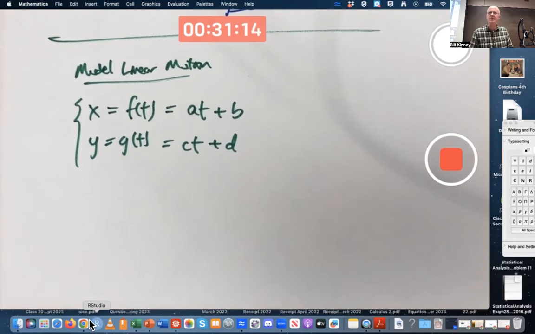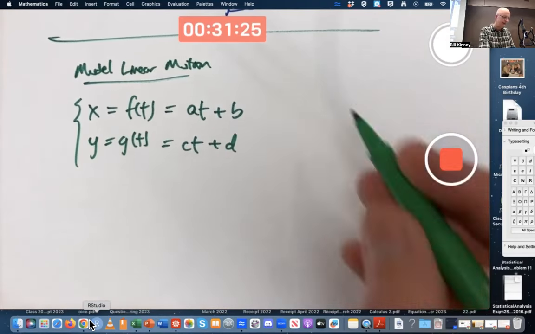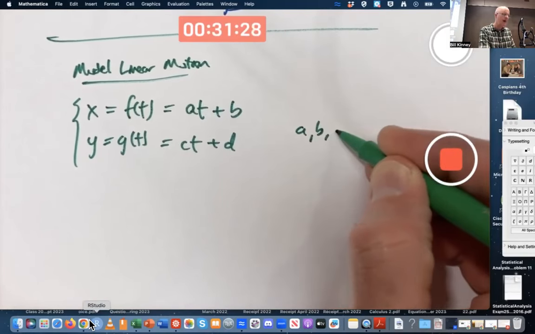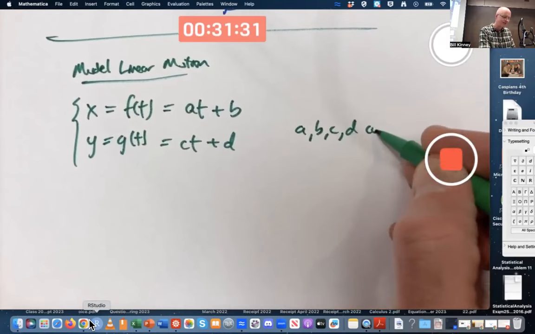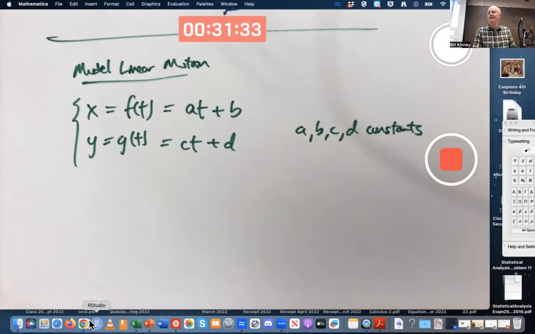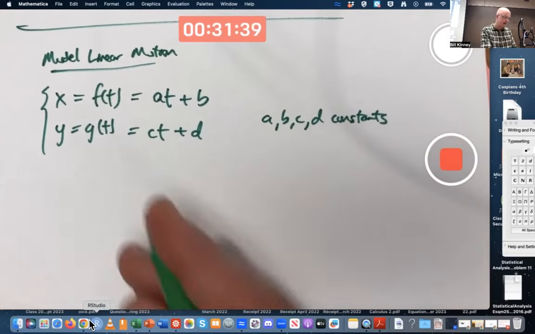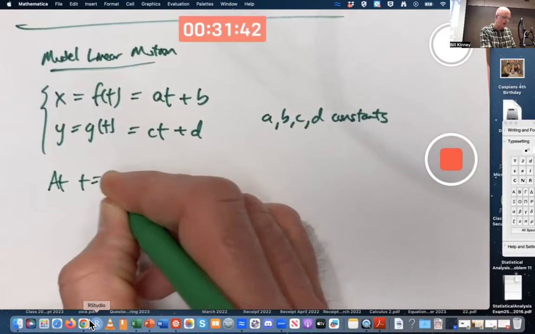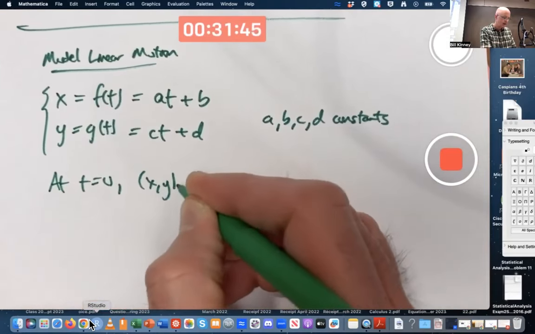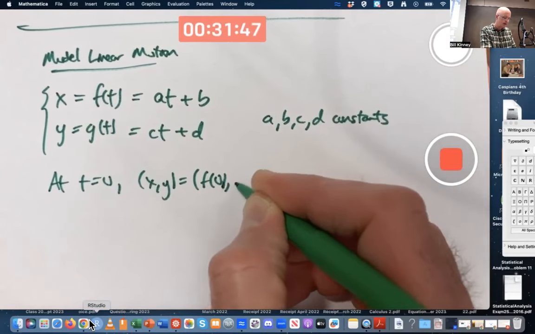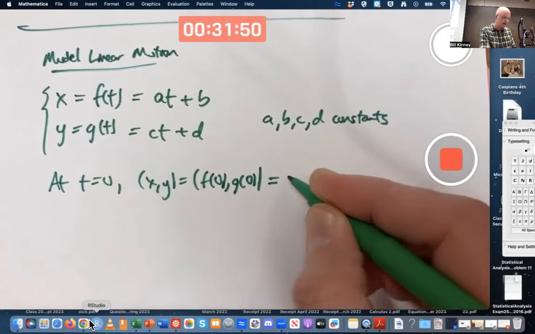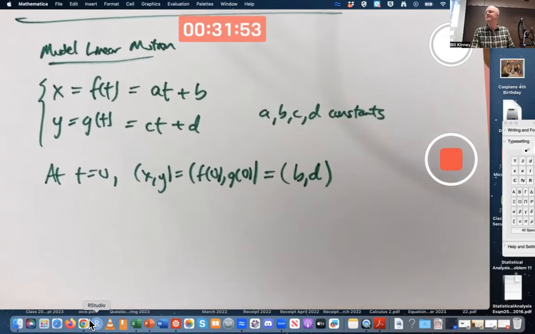What kind of linear motion? If you imagine time to start at time 0, as we typically do, one thing you can say about the motion is that at time 0, you're at the point (b, d). a, b, c, and d are constants. They don't have to be positive, they could be negative. Notice that at t equals 0, you are at the point, let's assume we're in rectangular coordinates unless said otherwise, with rectangular coordinates (b, d).